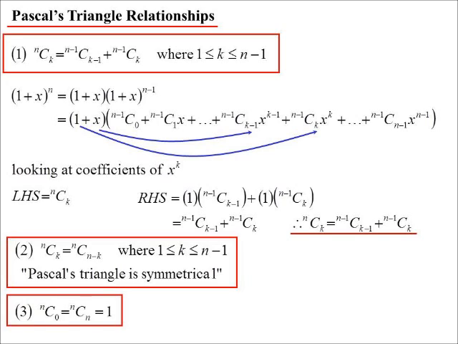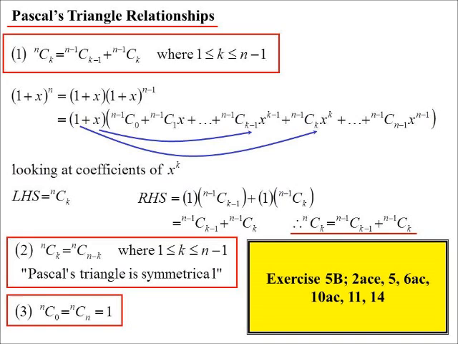Oh, and the third one simply is that every row starts and finishes with 1, is what that's basically saying. nC0 will equal nCn equals 1. Okay. All right.